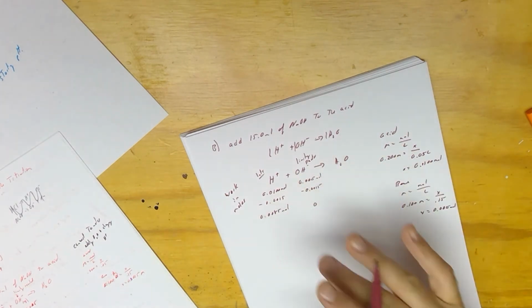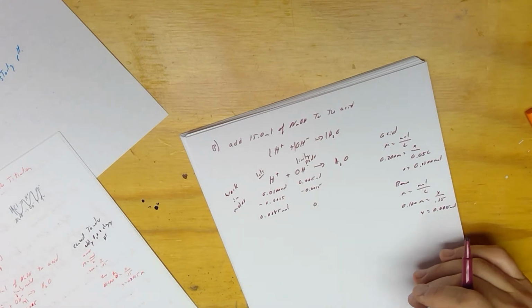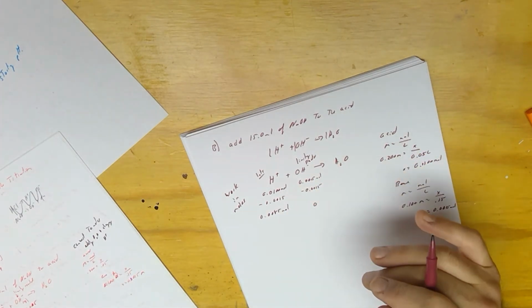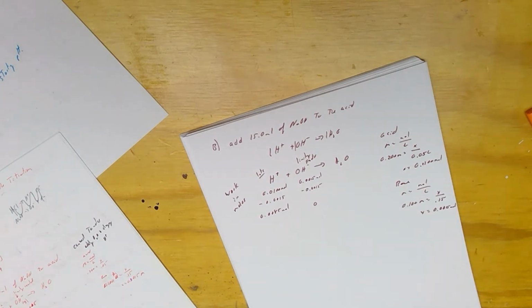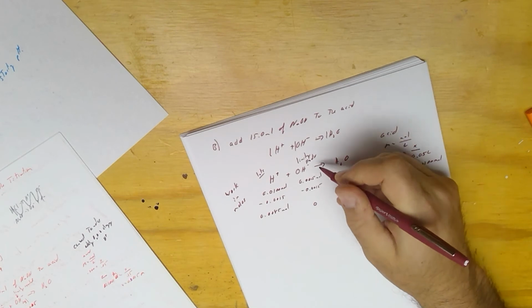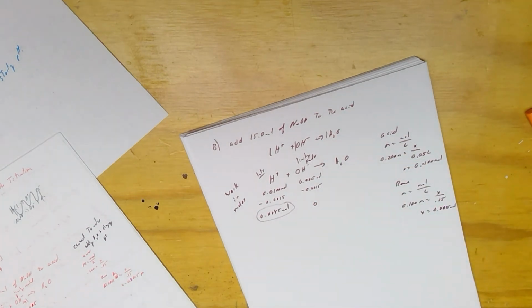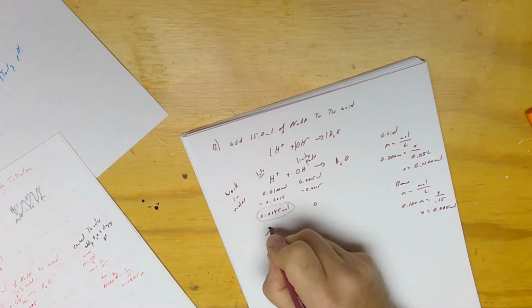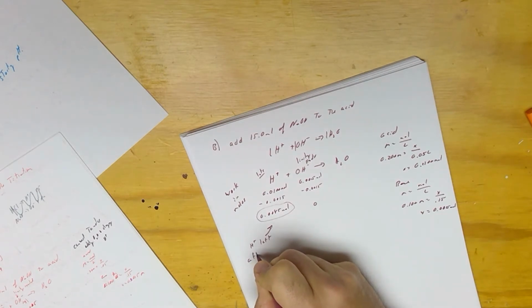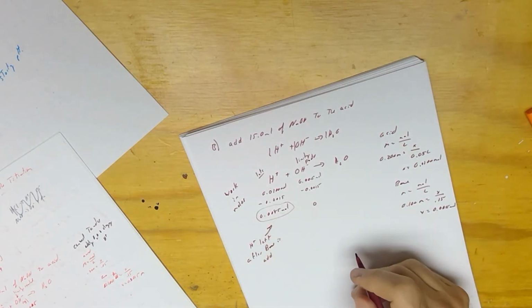Now I know this kind of looks like an ICE table. It's not though, because we're really not dealing with concentration, but it is the same idea. Remember, in our ICE tables we're using molarity. Here, we're just comparing moles. So now, after we've added the OH minus, this is how much H plus is left in that solution. So this is the amount of H plus left after the base is added.